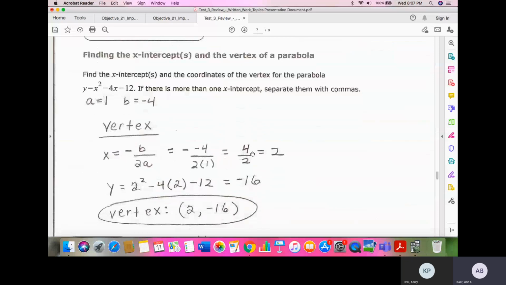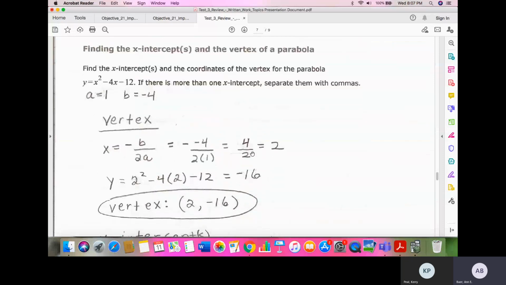Let's go on. This one is finding the x-intercepts and the vertex of a parabola. Find the x-intercepts and the coordinates of the vertex. Remember, the vertex is the turning point. So parabolas either open up or down. So we want to find the coordinates of the vertex for the parabola. Our equation is y equals x squared minus 4x minus 12. If there is more than one x-intercept, separate them with commas.